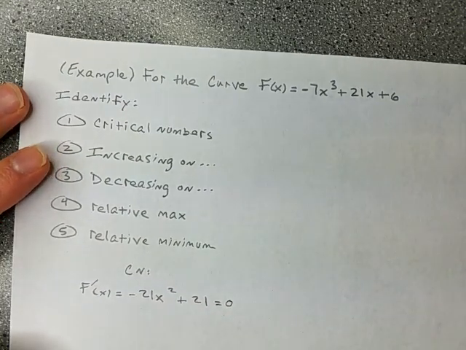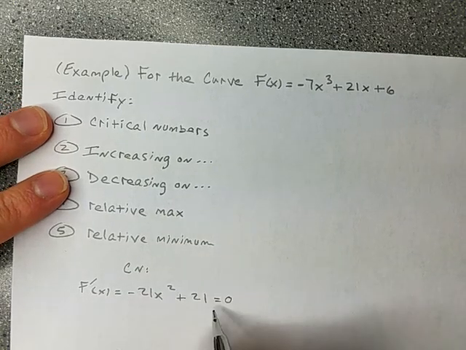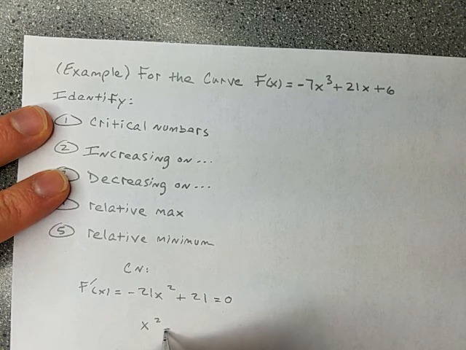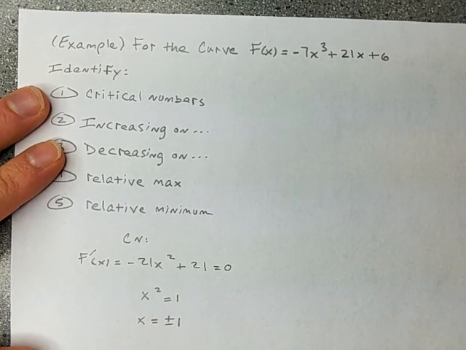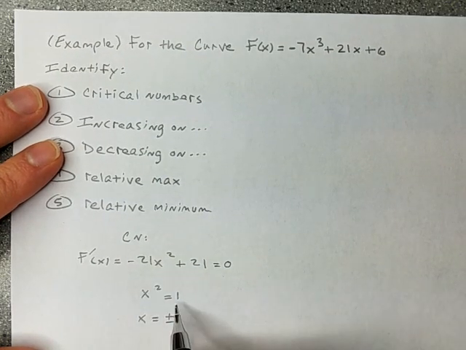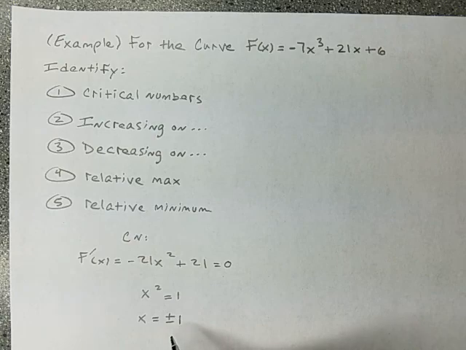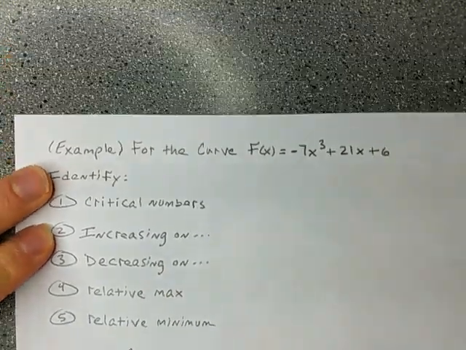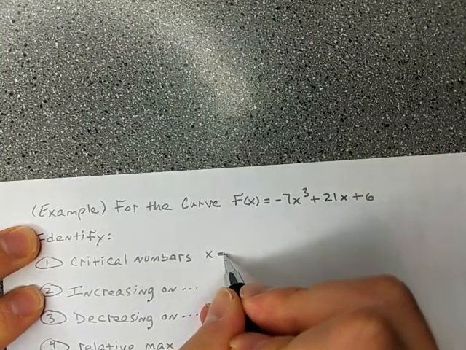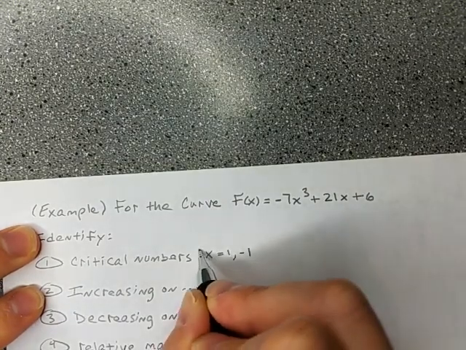All right. So if I move the 21 over, I'll get that. And so I'll get critical numbers at 1 and negative 1. What do you square to get 1? 1 and negative 1. Okay. All right. So there are my critical numbers. Let me put that up here. X equals 1 or negative 1.